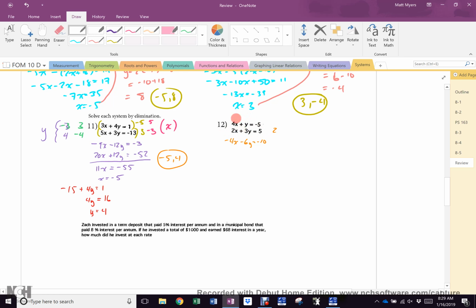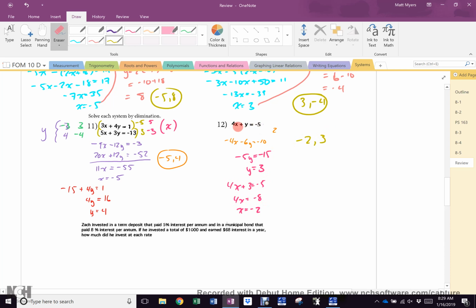But I told you I'm going to get rid of the x's because I got rid of the y's over here. Because it doesn't matter. So now I can just add them. The x's are gone. That's negative 5y equals negative 15, y equals 3. Then 4x plus 3 equals negative 5, 4x equals negative 8, x equals negative 2. And my answer is negative 2, 3.